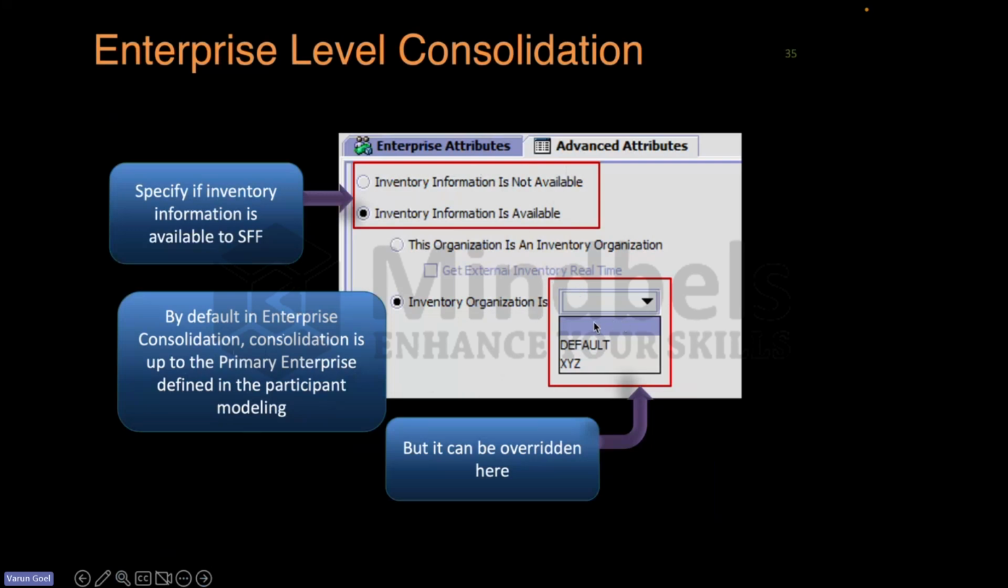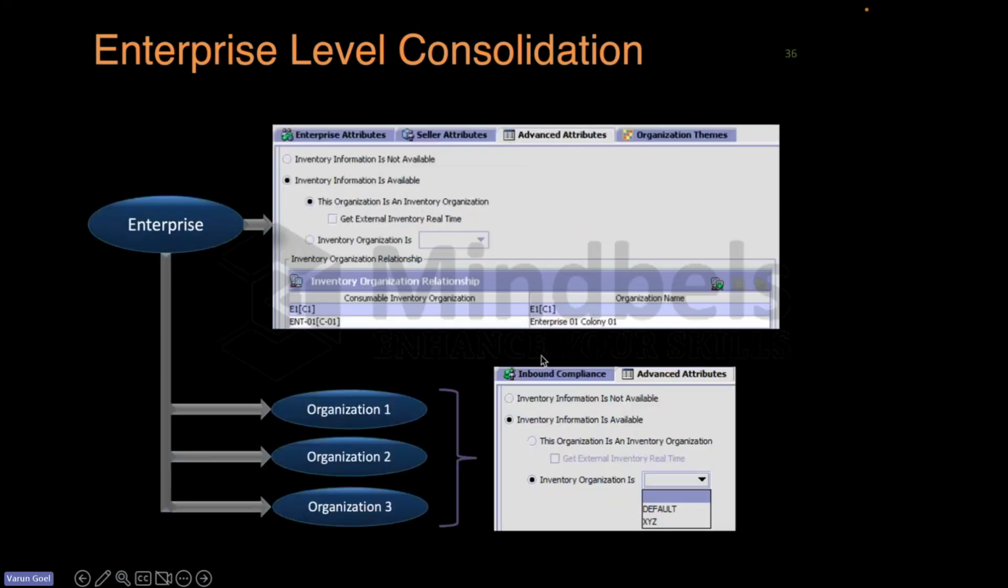I think I've already talked about this: either you can have the same enterprise as the inventory organization, or you can have the inventory organization at a different entity altogether. You also have an option where inventory information is not available, so where is it valid? Let's talk about carriers, right? Carriers don't have any inventory data, so you choose this option, correct? Carrier organizations do not maintain inventory, so you can choose those options.